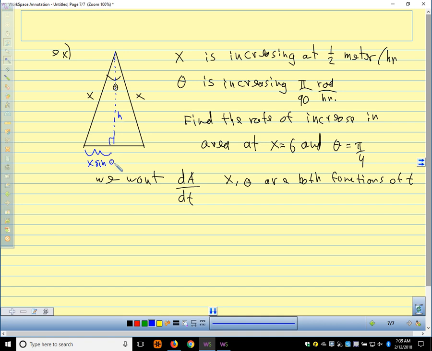Is that x sine theta over 2? Yes. What's h? X cosine theta over 2. Excellent.